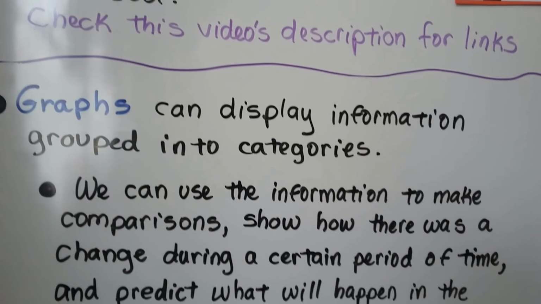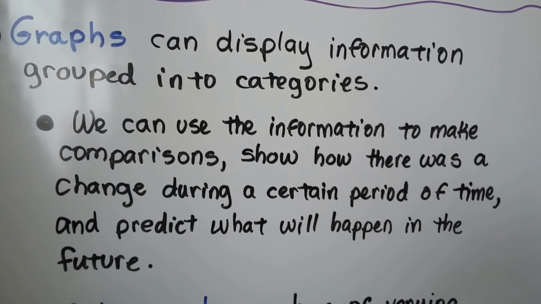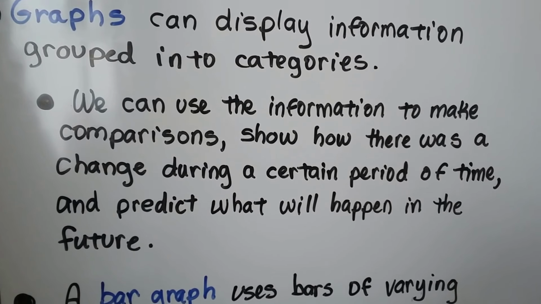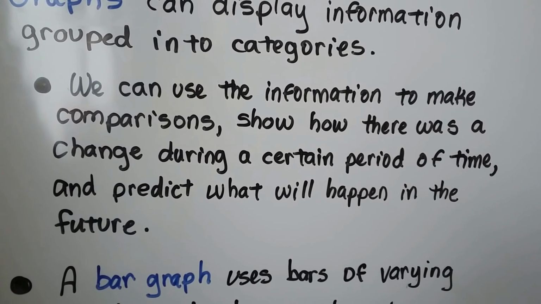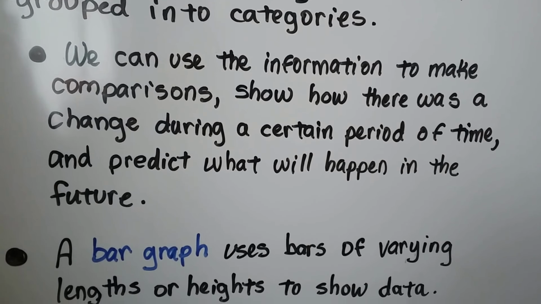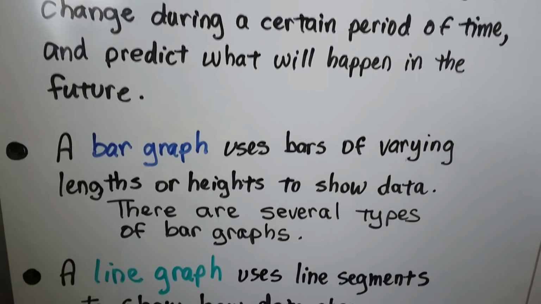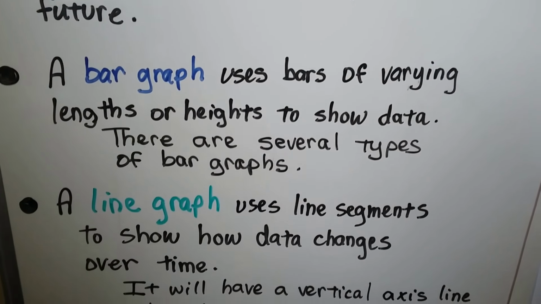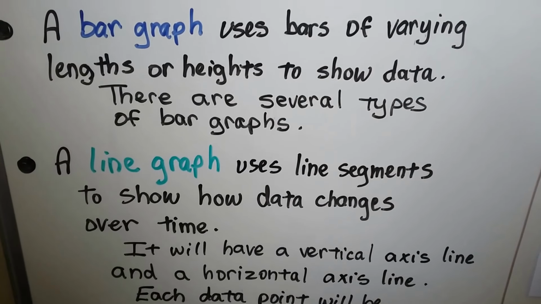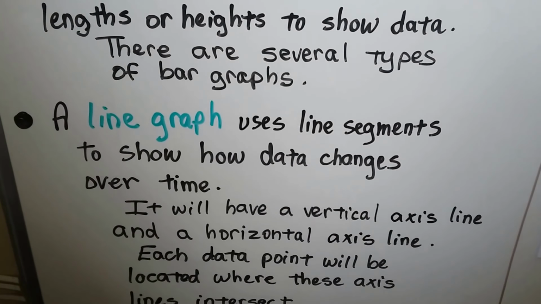Graphs can display information grouped into categories. We can use the information to make comparisons, show how there was a change during a certain period of time, and predict what will happen in the future. A bar graph uses bars of varying lengths or heights to show data, and there are several types of bar graphs. I'm going to show them to you.